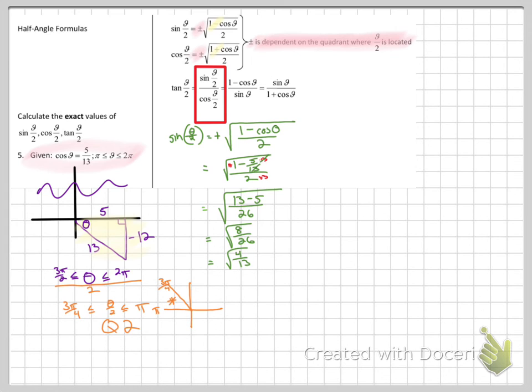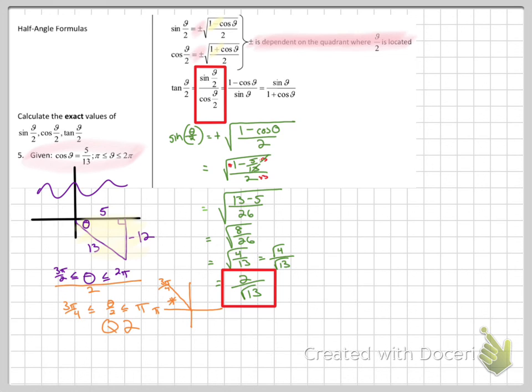And then the square root of something over something is the same thing as the square root of each one. Well, I can take the square root of 4, that's just 2, and then I would leave it over root 13. You do not have to rationalize these unless the multiple choice is rationalized for you. So that's our answer to sine of theta over 2.